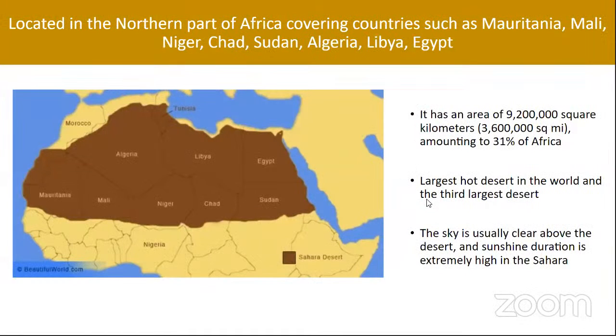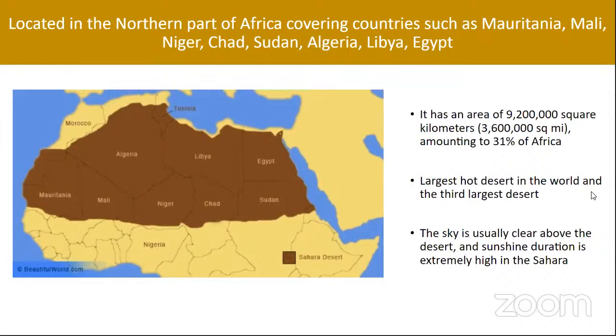Like I said earlier, the Sahara Desert comprises countries such as Mauritania, Mali, Niger, Chad, Sudan, Algeria, Libya, and Egypt. According to research, the Sahara Desert has an area of about 9,200,000 square kilometers, and that covers about 31% of Africa. Research also shows that the Sahara Desert is the largest hot desert in the world, and it's also the third largest desert in the world.